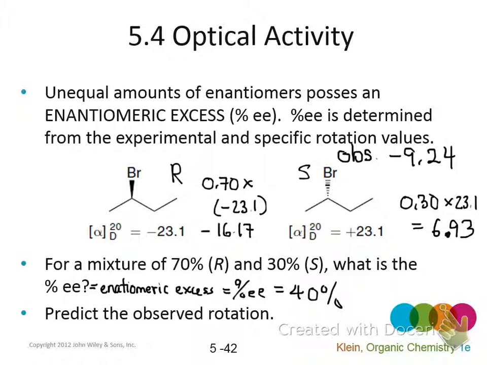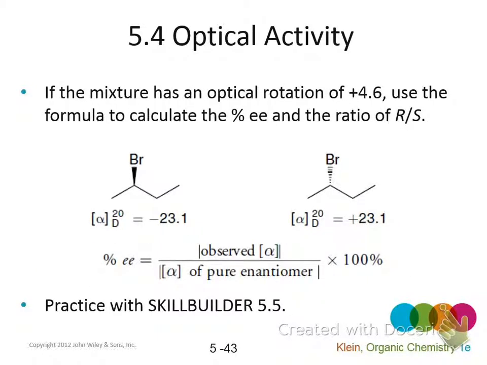So if you want to know what the observed rotation is going to be for a mixture, you're just going to say EE times the specific rotation. And that'll give you the value. In this case, it just comes out to minus 9.24. So it's a very easy way to do the calculation. Okay.